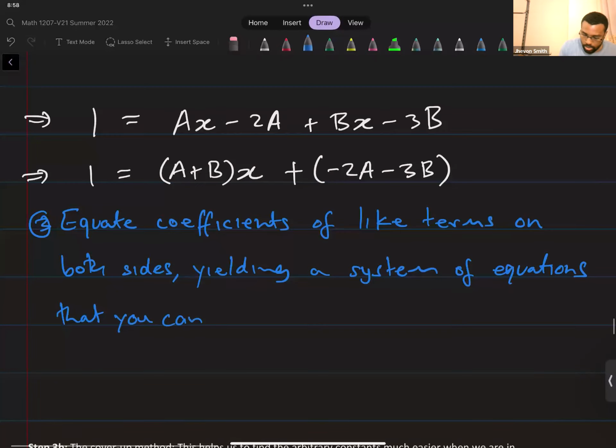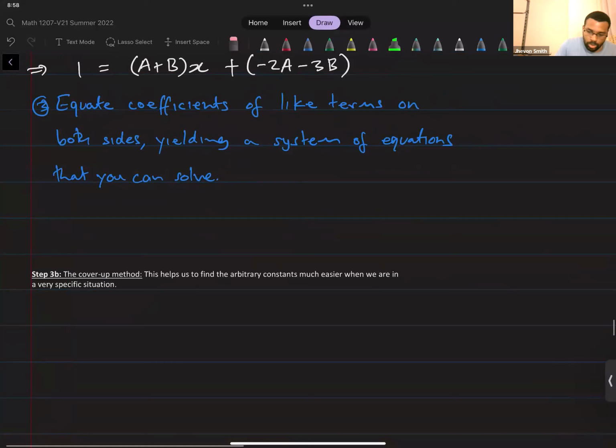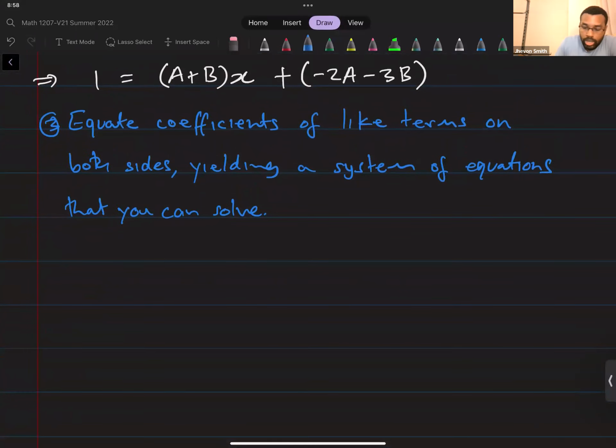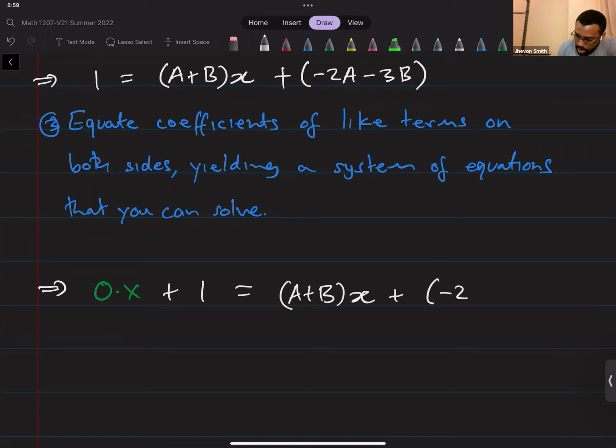That you can solve. So what would that look like? Notice that the left side here, I can think of as the following: there are zero x's plus one on the left. And here I have a plus b x's plus this constant on the right.